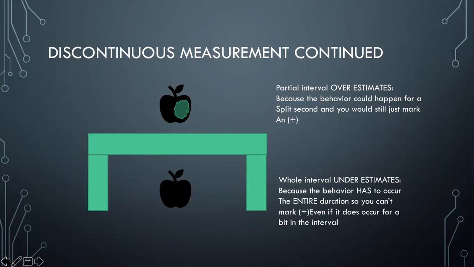For example, with this whole interval recording, if I'm just looking at the data, and let's say a behavior occurred 9 out of the 10 seconds, I can't mark it as occurring. So if I'm just looking at the data, it looks like that kid did not engage in that behavior for that entire interval. Right. Even though he totally might have for like 5 seconds or 6 seconds, right?